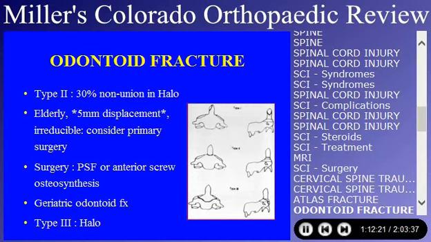But if they give you an anatomically reduced, non-displaced type 2 odontoid fracture, that doesn't have a 30% non-union rate. That probably has a 5% non-union rate. And that would be a good patient to put in a halo.